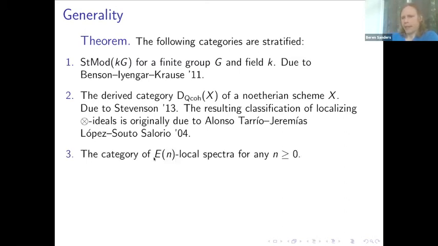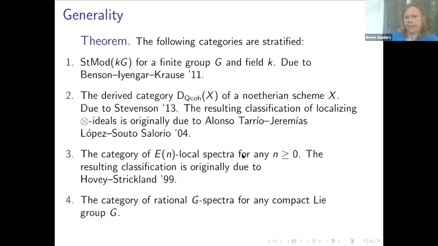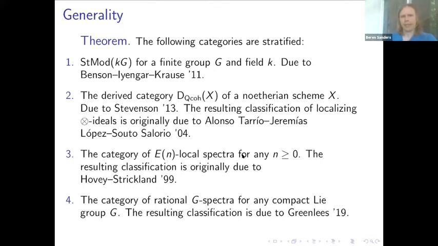Another example would be the category of E(n)-local spectra in algebraic topology. This is essentially due to the work of Hovey-Strickland. And finally, we can take the category of rational G-spectra for any compact Lie group. And this resulting classification of localizing tensor ideals is due to John Greenlees. So we have these four examples of categories that are quite different, and yet they're all stratified in this sense by this Balmer-Favi notion of support.